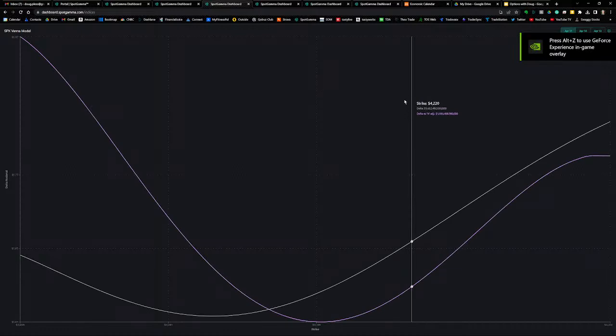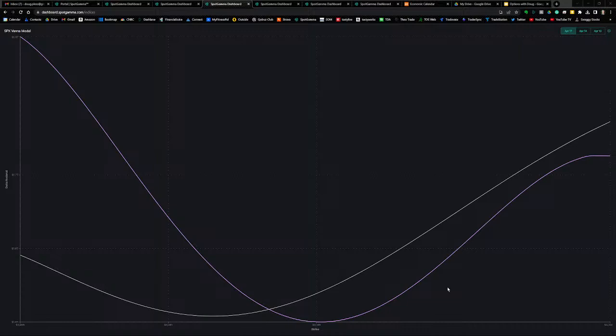All right, here's the Vanna model. This is for SPX. This chart is showing two curves. The first, this light gray, shows how market makers' delta notional changes with changes in price. And that's all the light gray curve is showing.